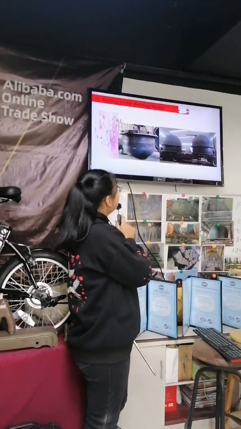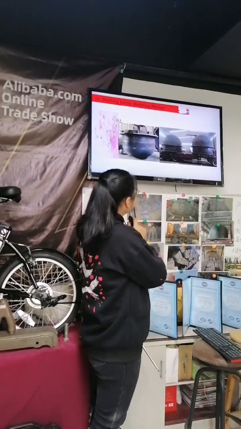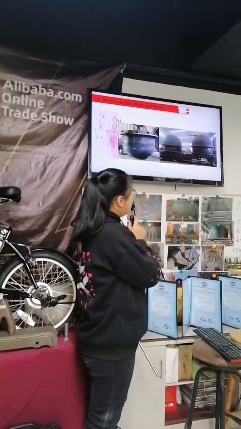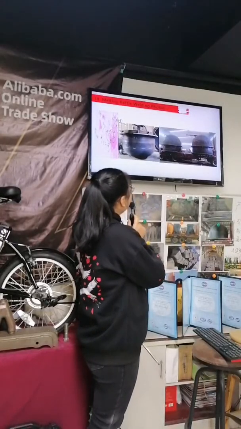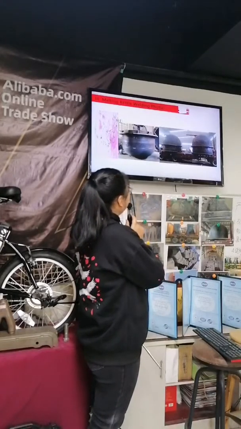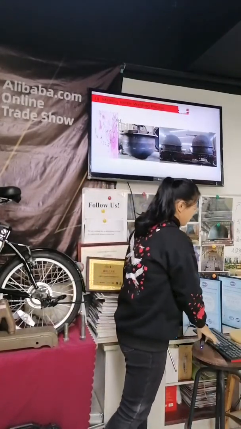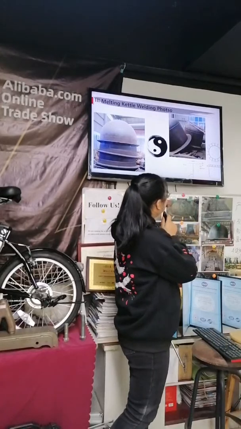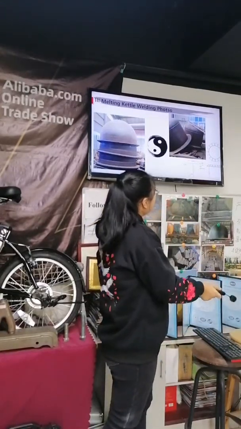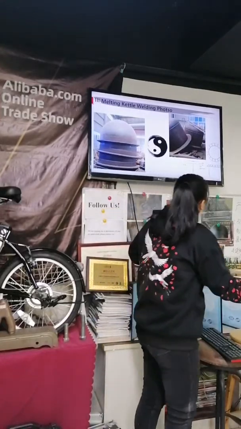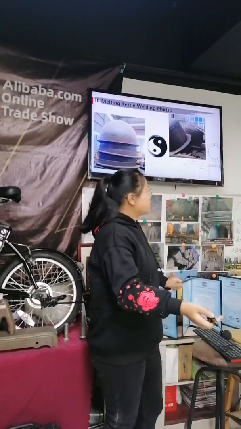Part 3. Melting kettle welding photos. This photo is melting kettle casting. The process is welding. This photo is our choice from slag for melting kettle welding.